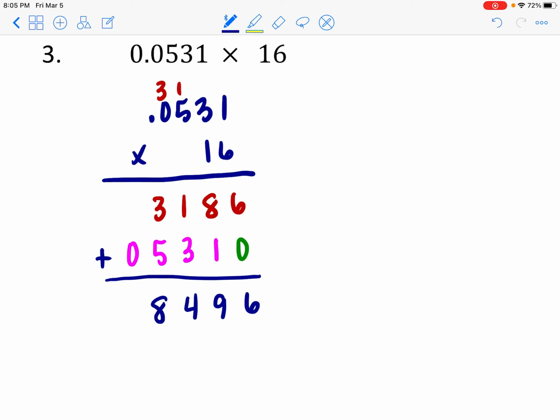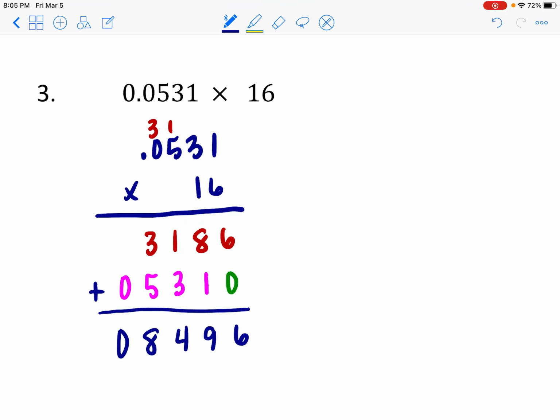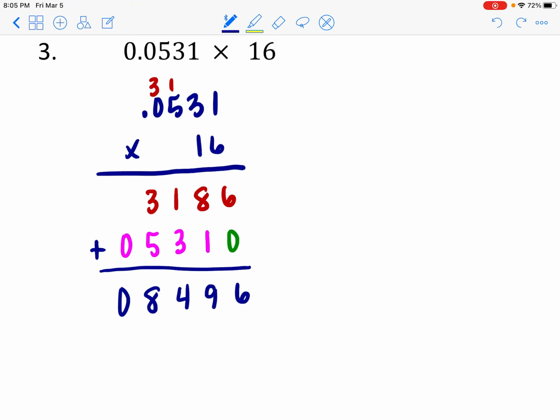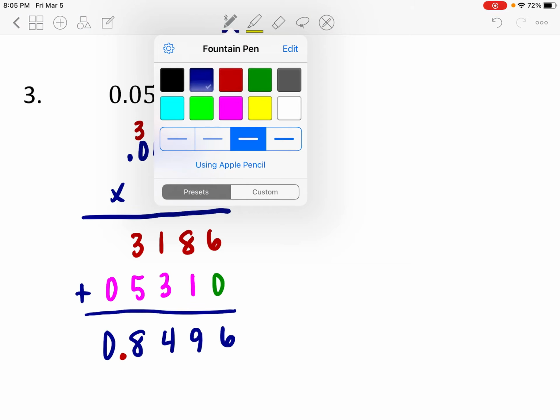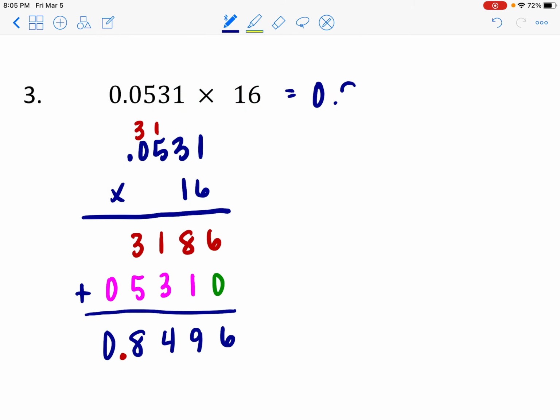So what we need is for there to be how many decimal places in our answer? Well, there are no decimal places here, so there are only 4 decimal places from our first number, and so 4 total decimal places in our answer. So right now the decimal is here. We want 1, 2, 3, 4 numbers after the decimal, so the decimal needs to be right here. So we are looking at an answer of 0.8496. And again, that's kind of a tough one to estimate.